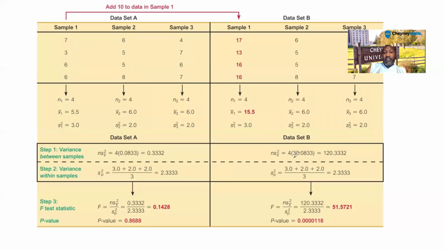Okay, the other question we had was, let's do step one again. So let's do step one again, all right? Step one is the variance between samples.